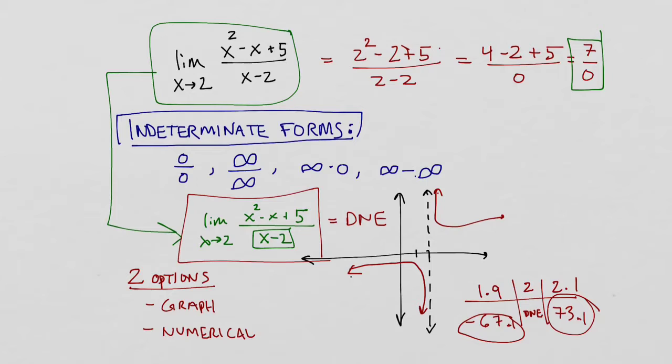And we've looked at evidence of that both graphically and numerically, because algebraically we were stuck. We could not cancel anything out. We had no removable discontinuities, and so we approached it these two ways.